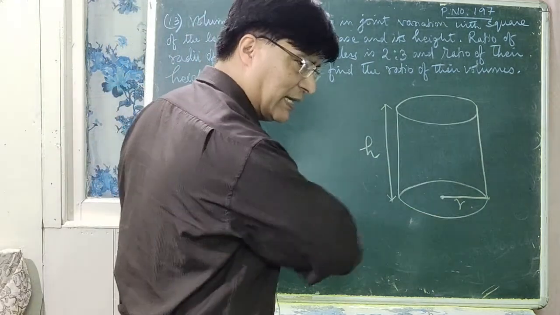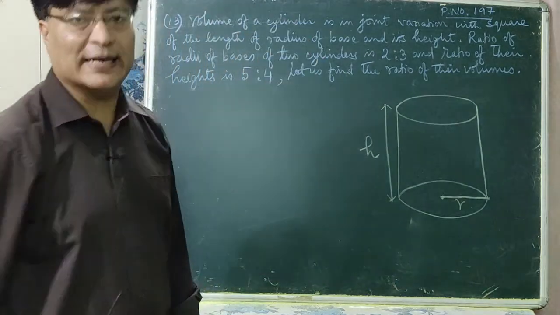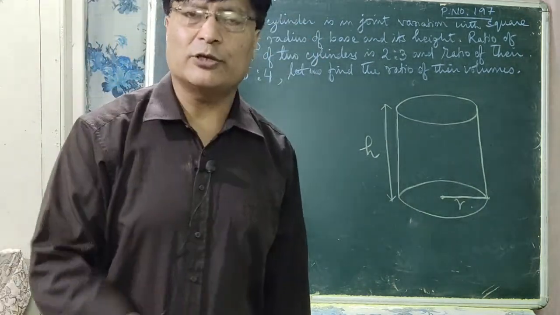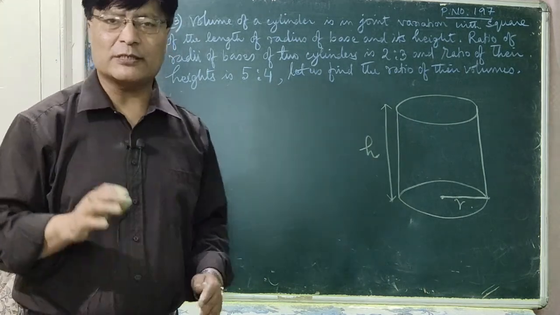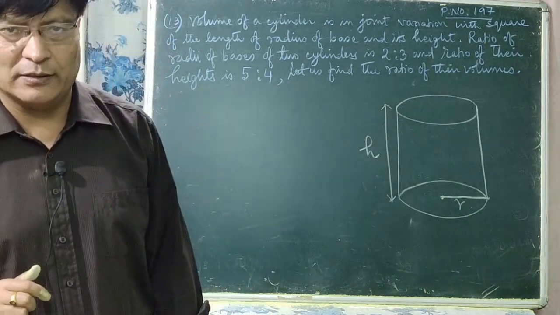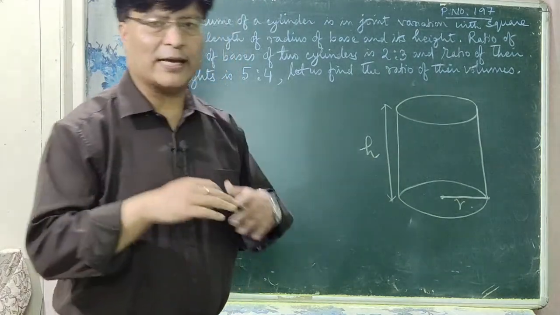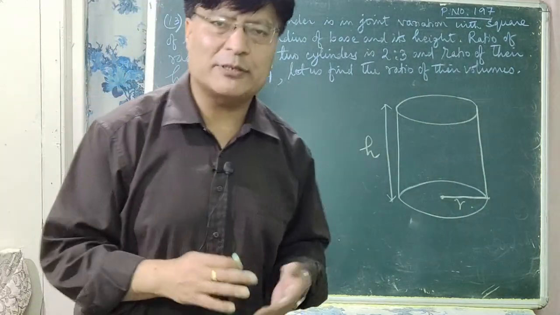So it has got length, breadth, and as well as height. Length, breadth and height together make a three-dimensional figure. If only length and breadth, it is a two-dimensional figure. Right? So the cylinder is actually a three-dimensional figure.